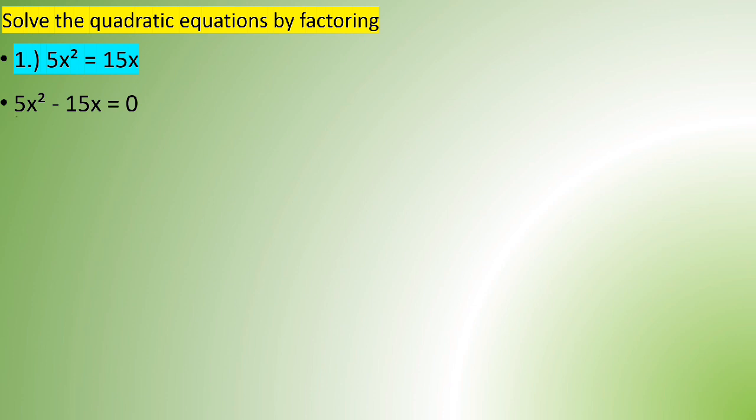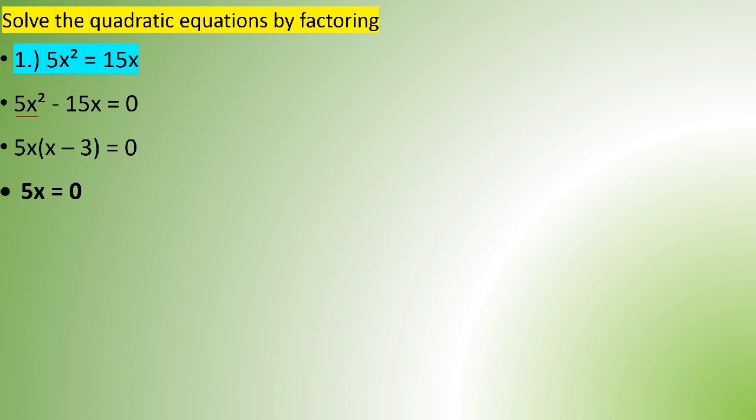Then, kunin na natin ang kanilang GCF. So, unahin natin ang numbers. So, 5 and 15. Ang factors nila ay 5. And then, x squared and x. Ang GCF nila ay x lang. Kunin natin ang pinakamaliit ng exponent, which is x. So, meron na tayong 5x.